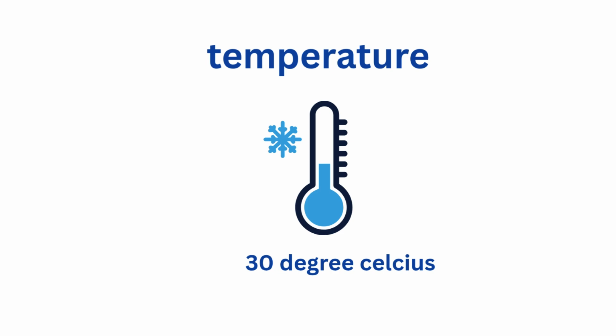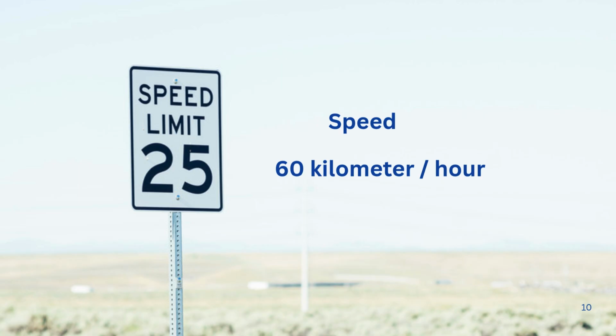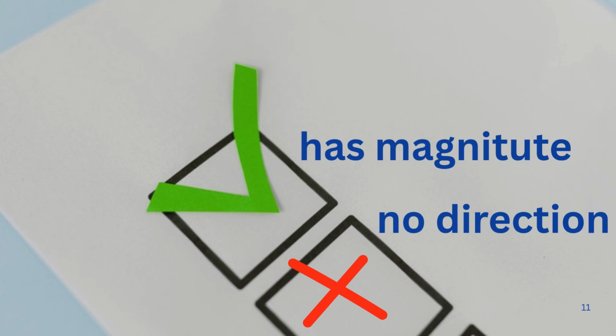Say for example, like temperature. When you talk about temperature, it will have 30, a scalar value, and the unit involved. So basically, degree Celsius. Okay. When you talk about speed, 60 is a scalar value, and you have the measuring unit, kilometers per hour. Okay. So this scalar has magnitude but does not have any direction involved.